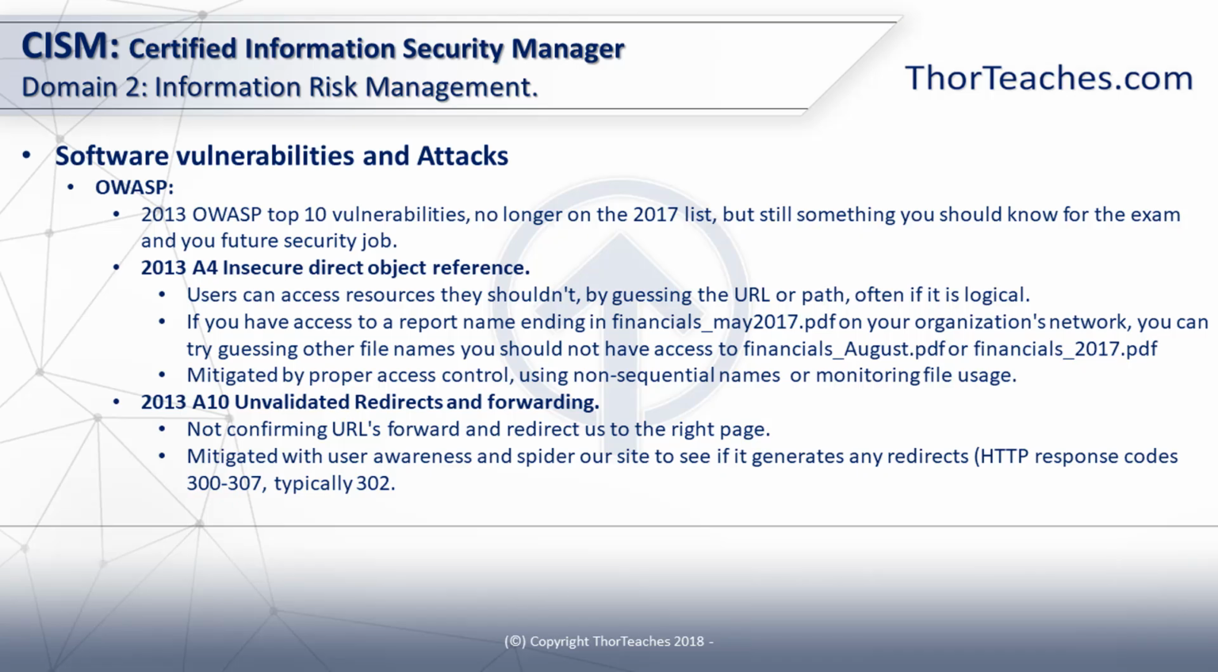financials_June 2017.pdf. I have many times guessed URLs, found information that technically probably shouldn't be publicly available, but since they put it on their website and they didn't do anything to protect it, I'm okay to access it. And the fix here again is simple. We have proper access control on our files and our web pages, we use non-sequential and non-logical names, and we monitor the file usage. And then lastly, unvalidated redirects and forwards.